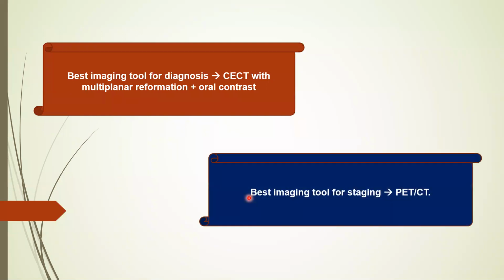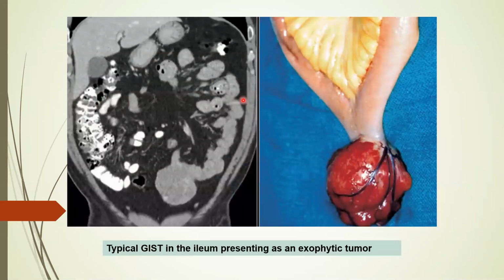phases and oral contrast. The best imaging tool for staging is the PET CT. This case of ileal GIST presented with a large exophytic heterogeneous mass from the ileum.